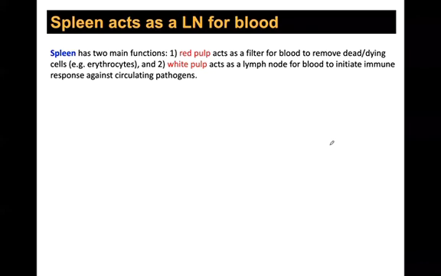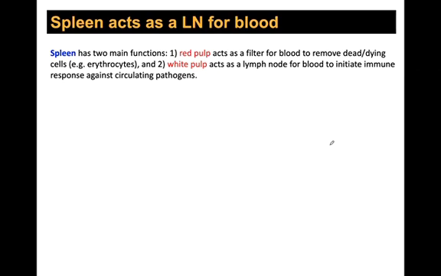The spleen has a very specific job, or it has two specific functions. In the spleen, you have red pulp and white pulp. In the red pulp, that's where your red blood cells are tested for how old they are, whether they need to be replaced, and if they need to be replaced, that's where they die, and you recycle stuff. And so the red pulp is a filter for your blood. Its main job is to remove dead or dying erythrocytes.